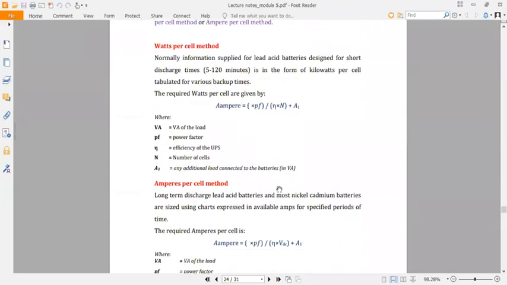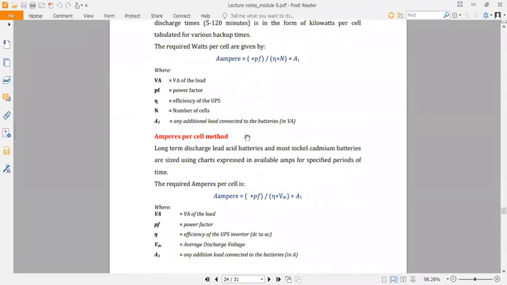The second one is the ampere per cell method. The formula is very similar. The only difference is this one: in the watt per cell method, the number of cells was given, but in the ampere per cell method, VDC, the average discharge voltage, is given.